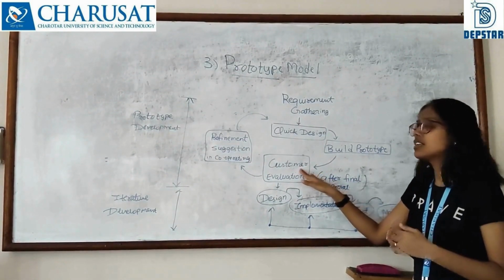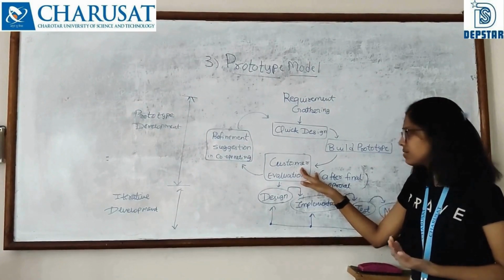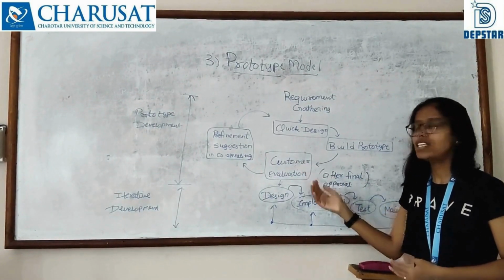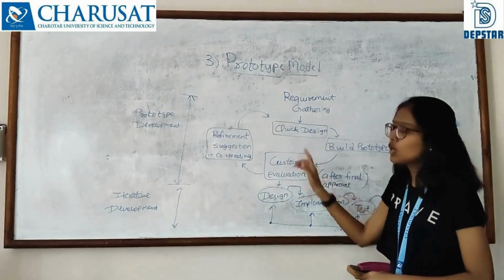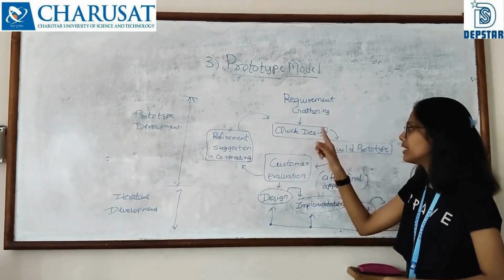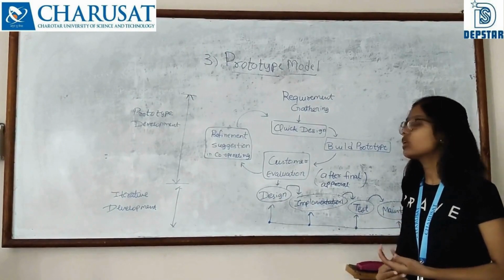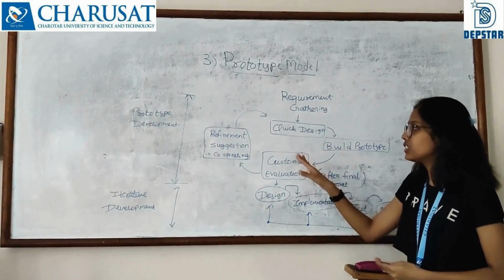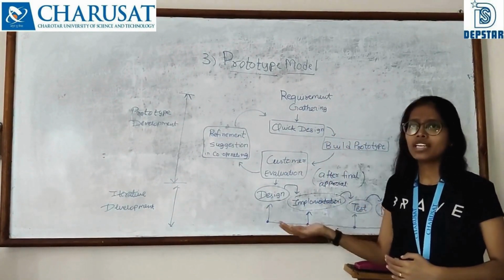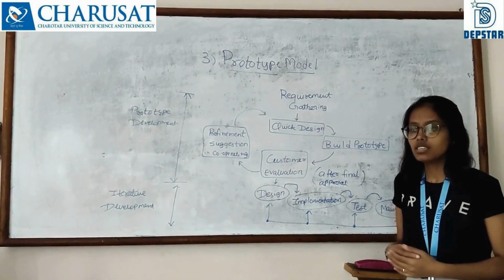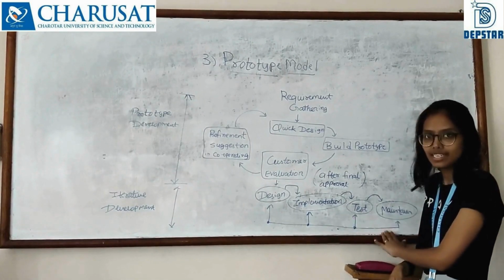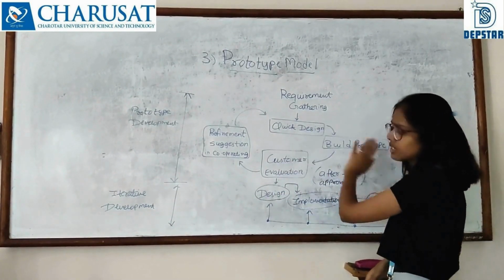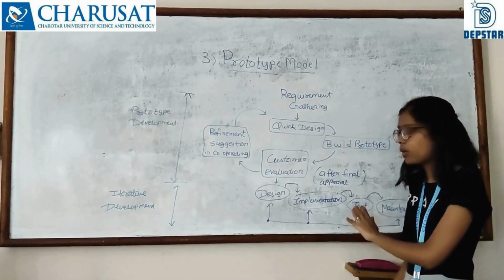After that, the customer will evaluate the project, and based on the feedback received, the changes and improvements are incorporated in the system, and the loop continues. So the developers have to go through multiple iterations until the final prototype is achieved. Thus, once the prototype is approved, the final implementation is carried out. So this is the diagram of the prototype model.